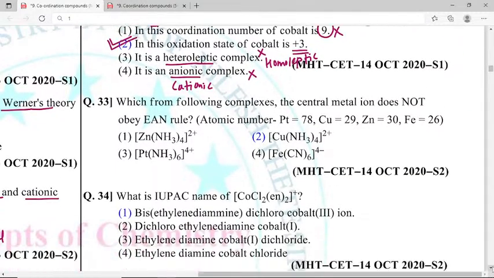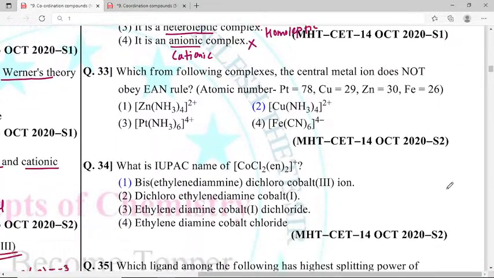Next question. Which of the following complexes does not obey the effective atomic number rule? The central metal ion's value should not be equal to 35, 36, or 80, 86. Okay, not equal to 36, 86.